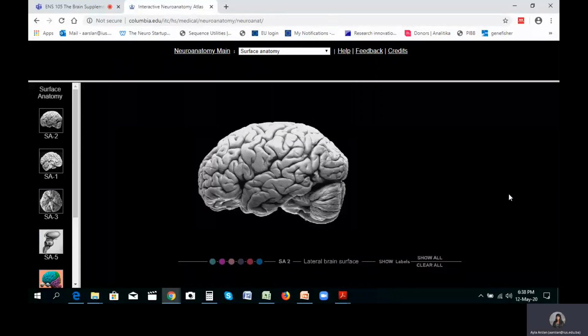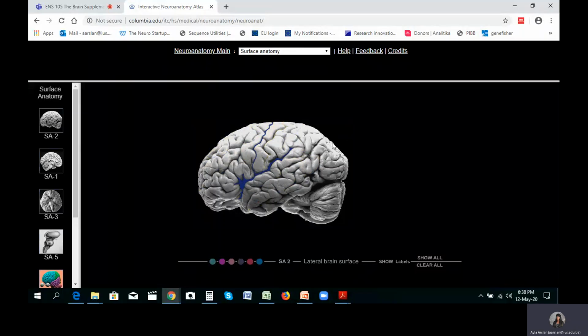In this video, I'm going to talk about the parietal lobe and its structural landmarks in relation to function. The parietal lobe is located here, this region, here and here. So this is the parietal lobe. It is separated from the frontal lobe by the central sulcus here, and it is separated from the temporal lobe by the lateral sulcus here.